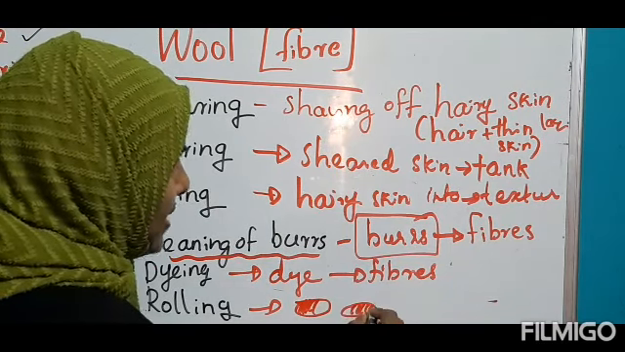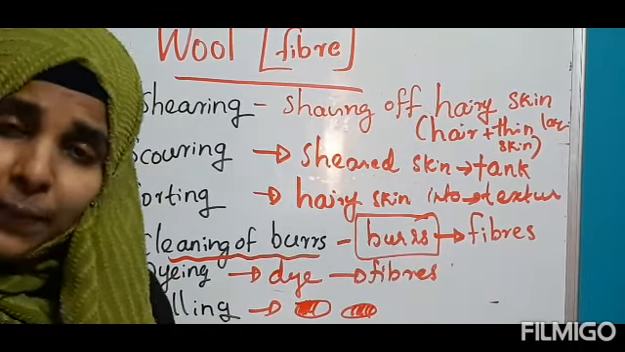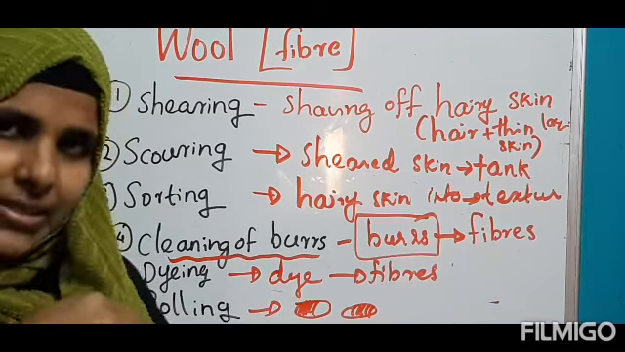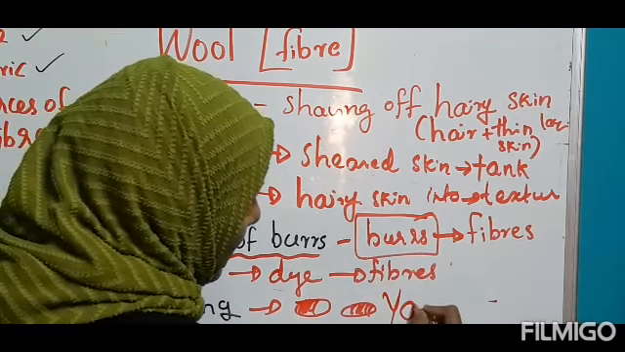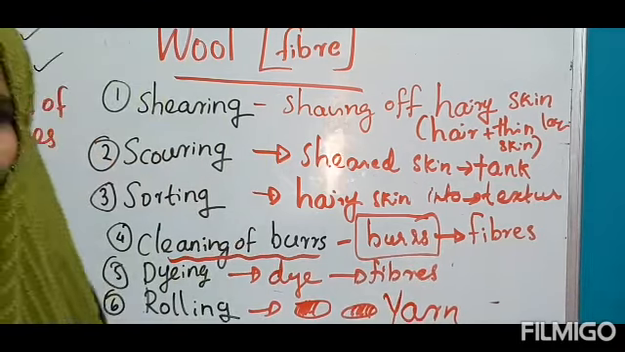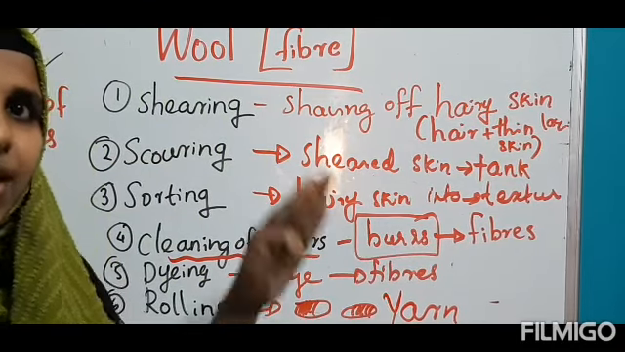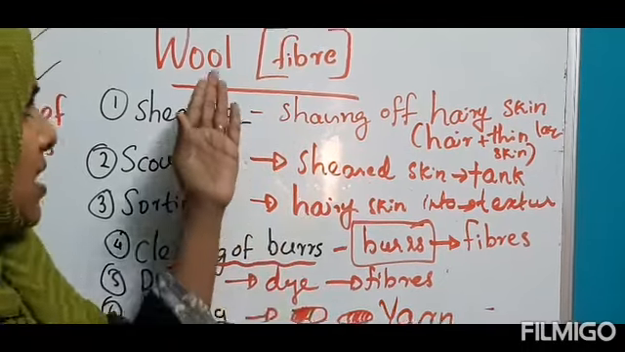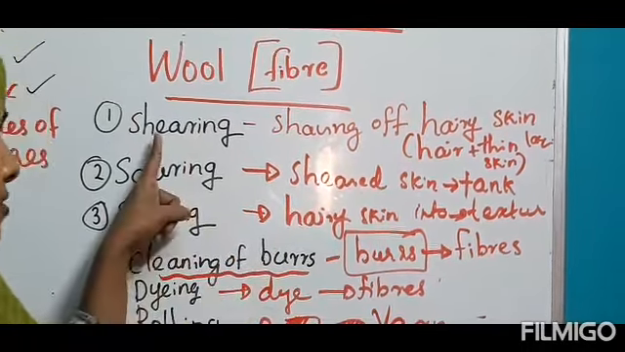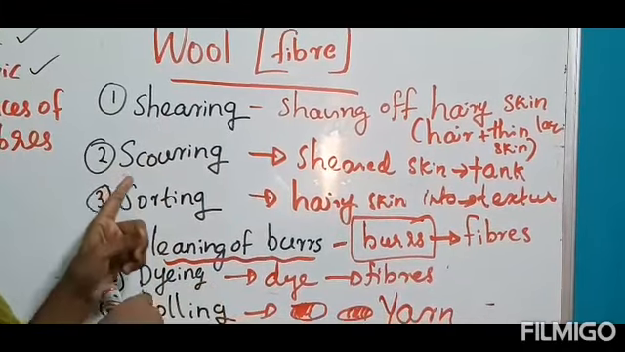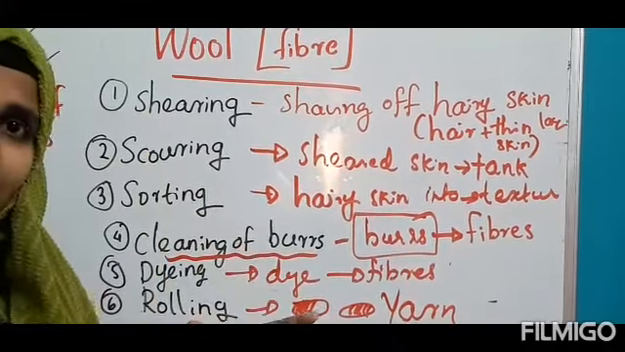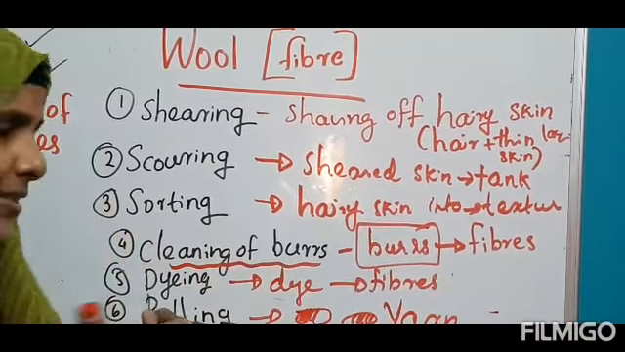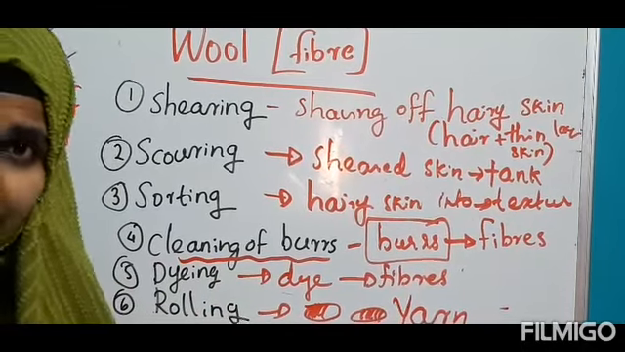Clear, children? That rolling we are making through combing the fibers and we are rolling it. Then we will make the yarn. So now you understood, children? So what we will do, children? For getting the fibers from the sheep, first process is shearing, shaving. Then scouring means sheared hairy skin we are putting in a big tank, using machine. And sorting, sort out that skin based on the texture.